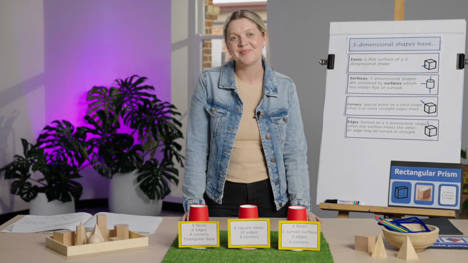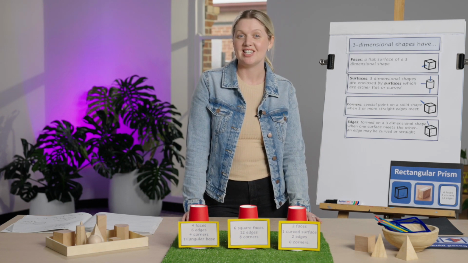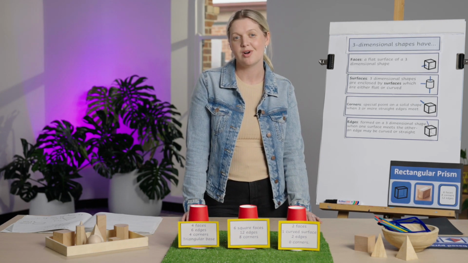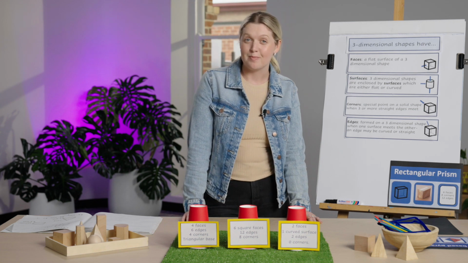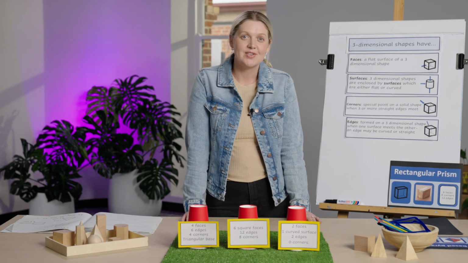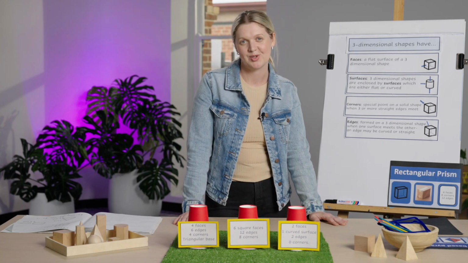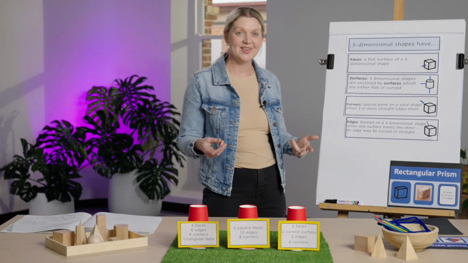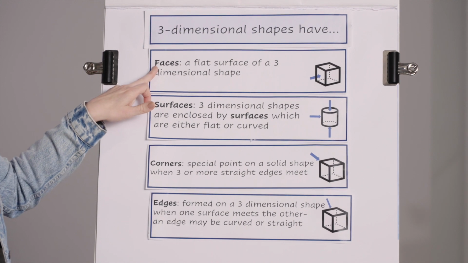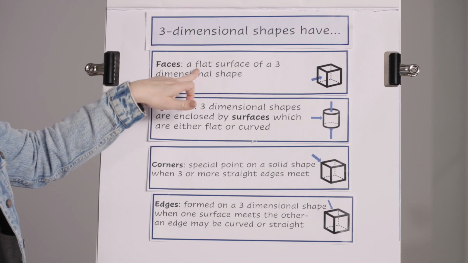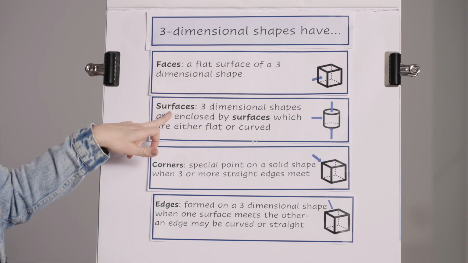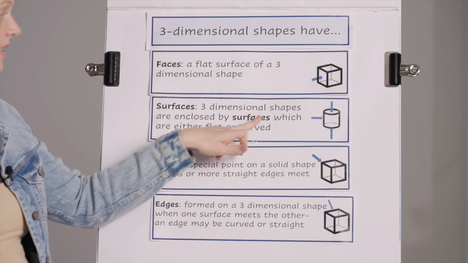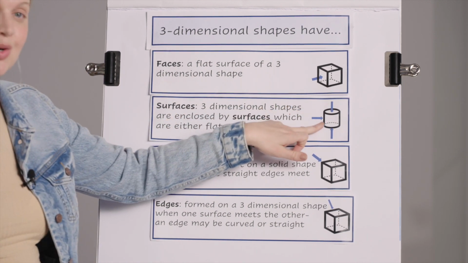My name is Danielle. Now you may have joined me in lesson 62 when we explored faces and surfaces on three-dimensional objects. We identified and compared the number of faces and surfaces on a variety of different three-dimensional shapes. Now, we have been using some different mathematical language in the last few lessons. We've been talking about faces on a three-dimensional shape being a flat surface of a three-dimensional shape, and three-dimensional shapes are enclosed by surfaces which are either flat or curved.